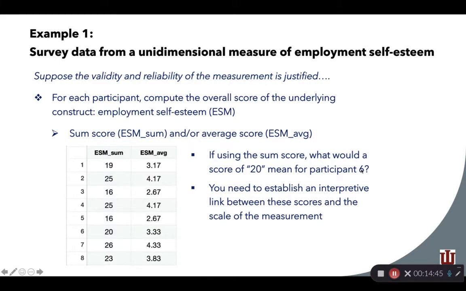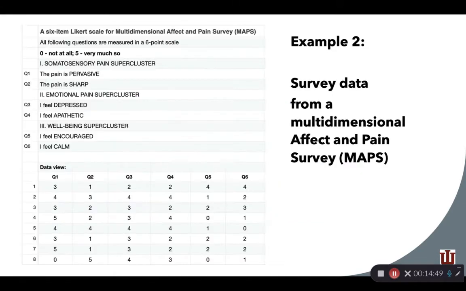So this is a unidimensional survey example. A second example is a multidimensional survey example. So again, I'm showing a 6-point Likert scale from 0 to 5. And this scale is slightly different from the previous one in that we have 3 subdimensions.